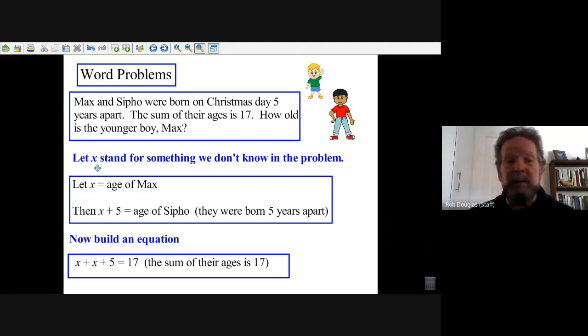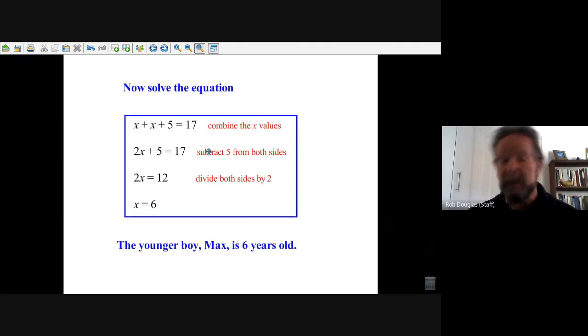So you always let x stand for something that you don't know in the problem. So we're going to let x equal the age of Max, what we're trying to figure out. What is the age of the younger boy, Max? Well, Sepal was born 5 years later, so it makes sense that x plus 5 equals the age of Sepal. So we've got the two boys. Now we build an equation. When it says that the sum of their ages is 17, we can go x plus 5 equals 17. That's our equation.